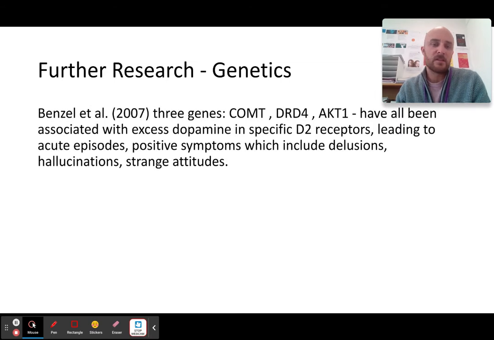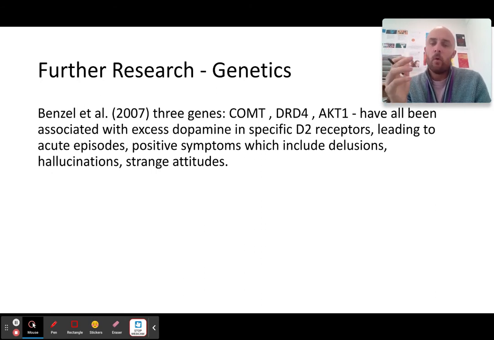Now, further research, and this is a bit more specific, I think. Benzel et al. identified 3 genes. The COMT gene, or rather, these are when the genes go faulty, by the way. So the COMT genes, the DRD4, and the AKT1. I am in total agreement with you that these are common sense names for genes and not ridiculous names at all for genes that sound like planets.